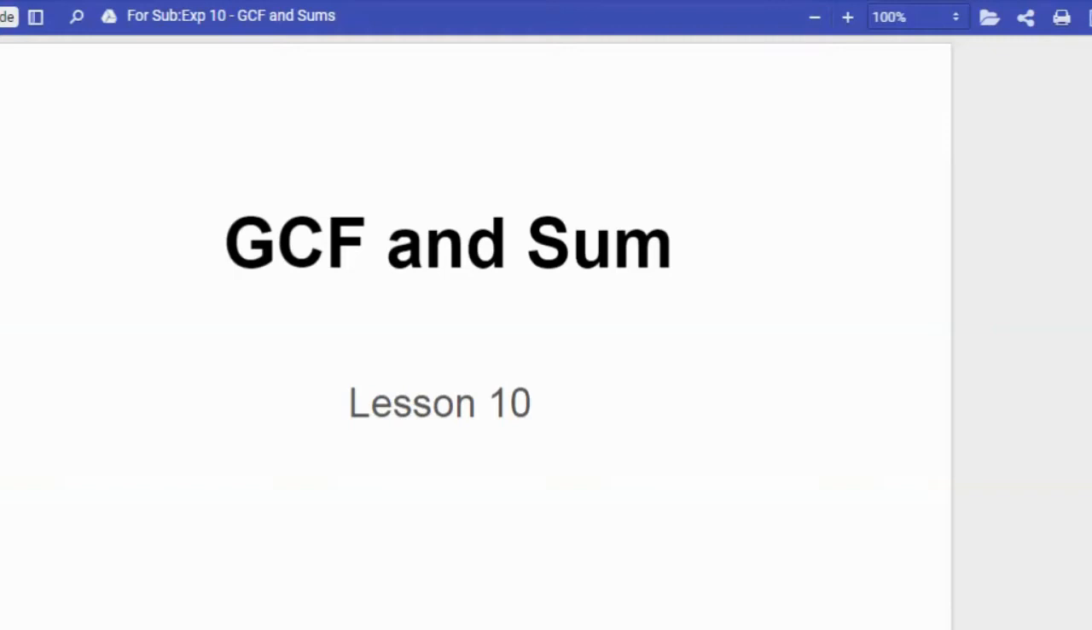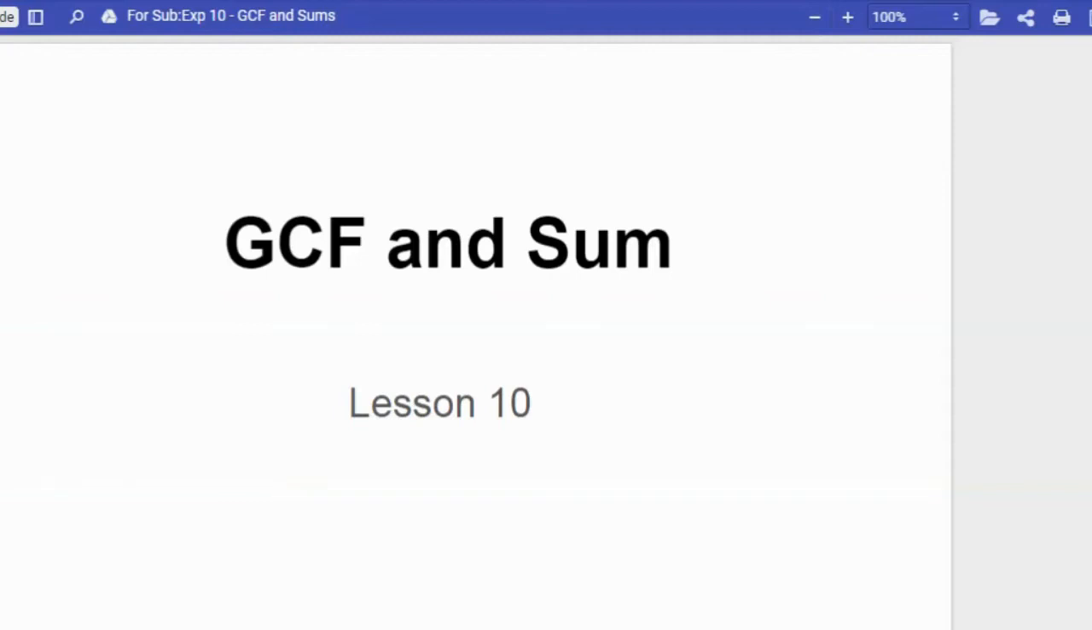Now this says greatest common factor and sum. If you remember back, we found the greatest common factor and the least common multiple back in number systems. So we're going to review that for a little bit today. And we know from just the last few lessons that sum means addition.